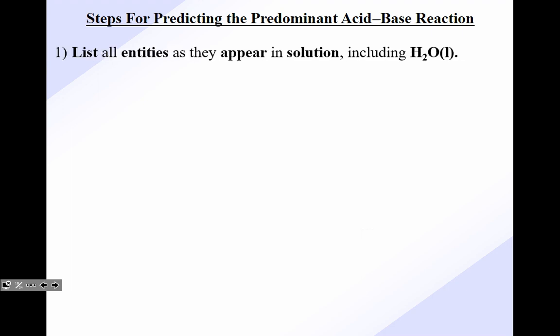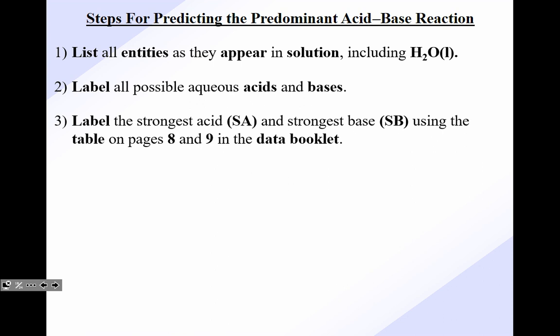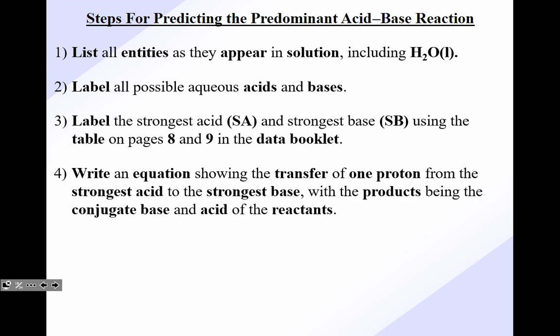Okay, kiddos? List all the entities as they appear in solution, including water. So list them all first, and then label those entities as acids or bases. After you've labeled all of them, mark them up, and use those little sticky pads if you have them. Label the strongest acid, your SA, look familiar, and your strongest base, your SB, using the table on pages 8 and 9 in your data booklet.